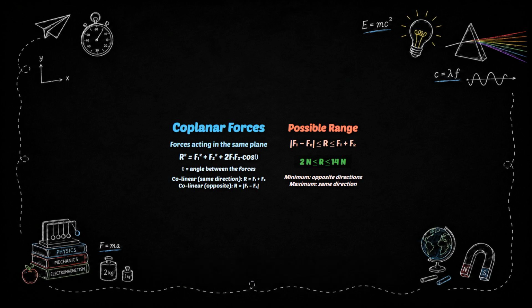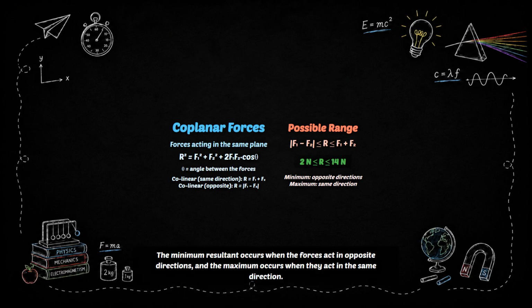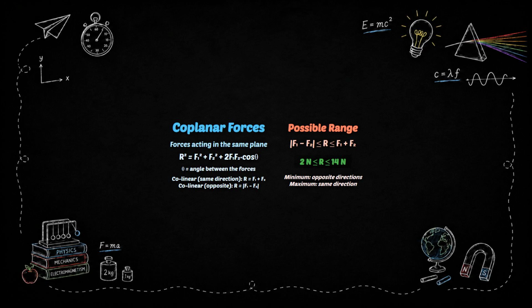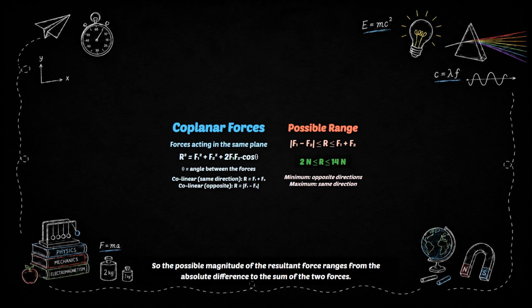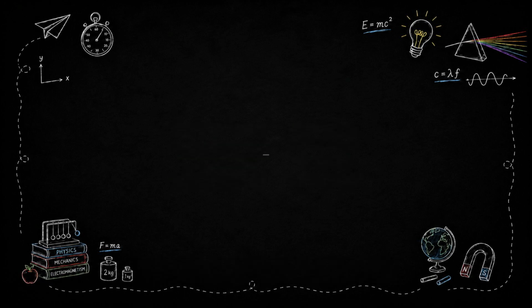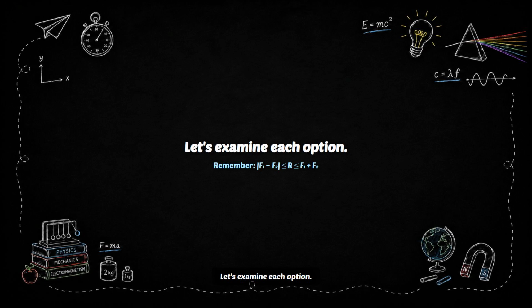possible values. The minimum resultant occurs when the forces act in opposite directions, and the maximum occurs when they act in the same direction. So the possible magnitude of the resultant force ranges from the absolute difference to the sum of the two forces. Let's examine each option.